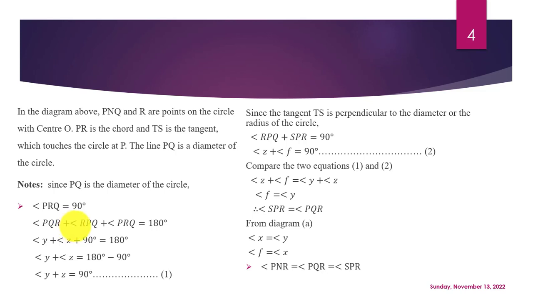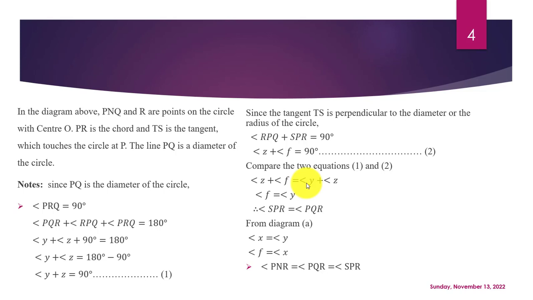Now let's observe something here from equation 1 and 2. We can see that the right hand side of these two equations are the same. We have 90 degrees on the right hand side of equation 1 and 90 degrees on the right hand side of equation 2. So we can equate the left hand sides, and by doing so, we get angle Z plus angle F equal to angle Y plus angle Z. That means we are equating the left hand side of equation 1 and equation 2.